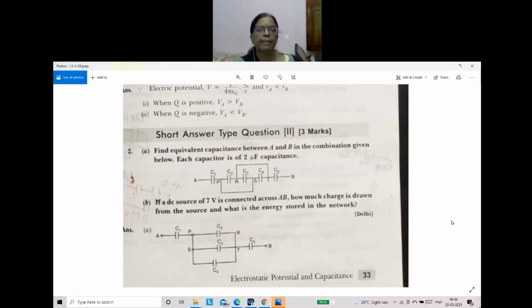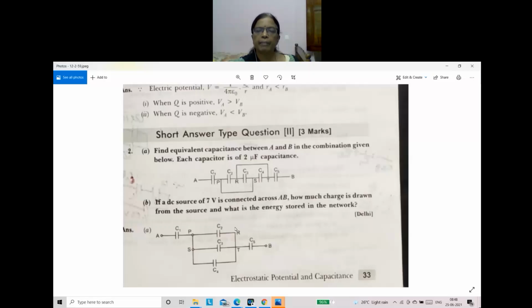Like that you have to do, children. Find how much charge is drawn. Voltage is given. DC source of 7 volt is applied between A and B. How much charge is drawn from the source? So we got the equivalent capacitance. Now how do we find the charge? What is the formula for finding charge? Q equal to CV. Equivalent capacitance into potential difference.